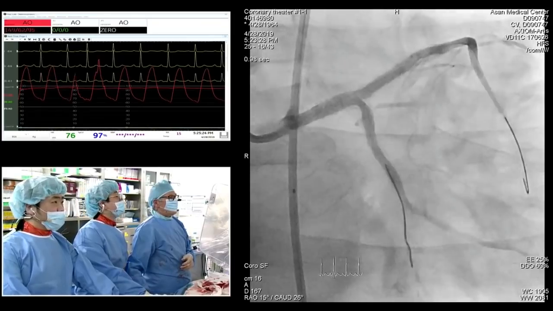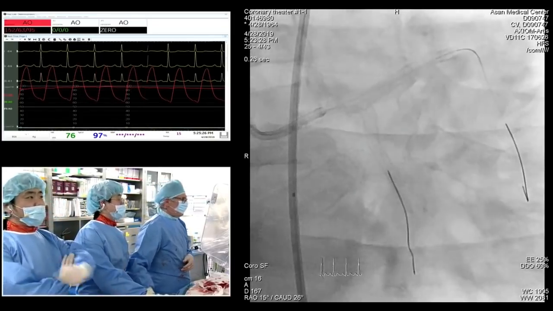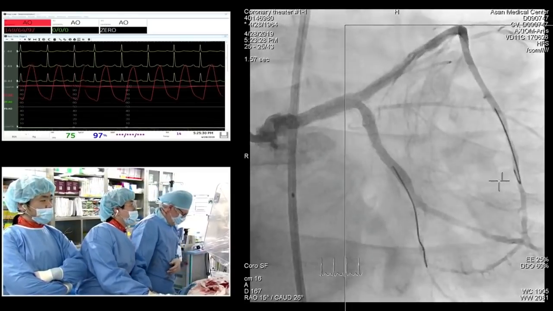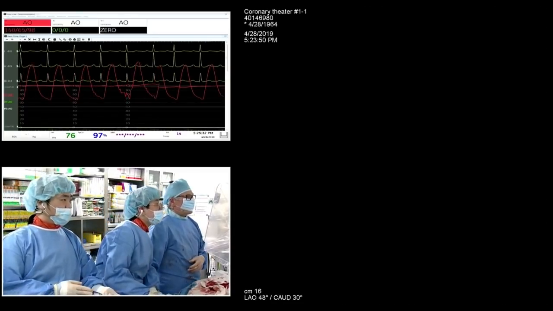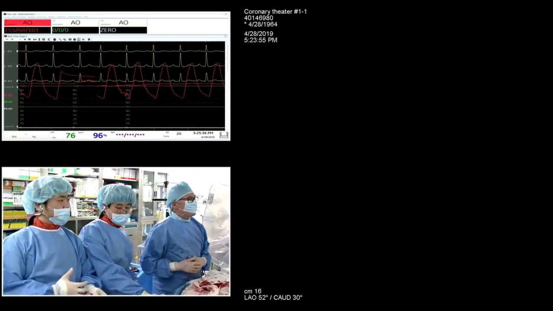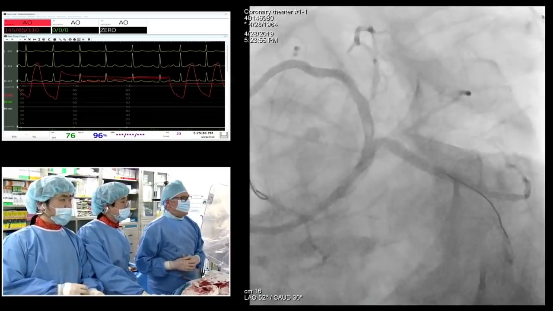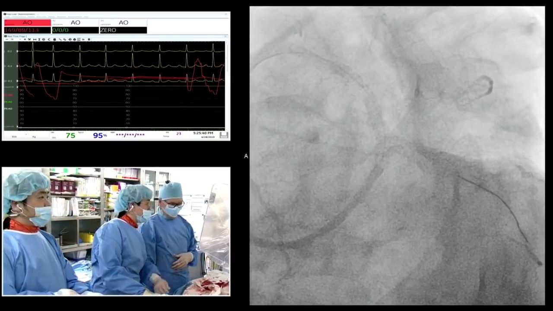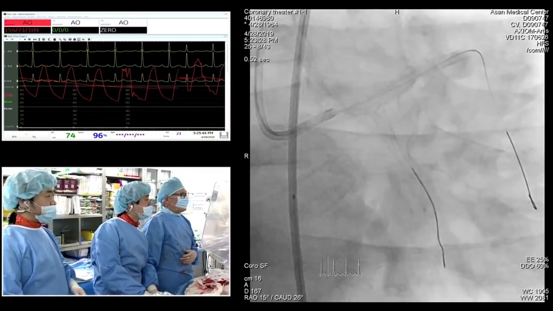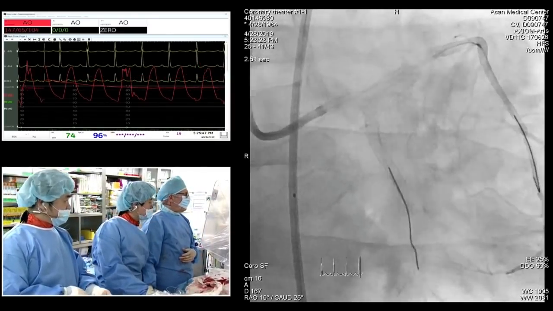I think it's a good angiographic result. Any other comment on this? Was the drug-eluting balloon already applied? I would accept this result. I will not put another stent here. I'll accept this result because even if it's suboptimal, it's okay.